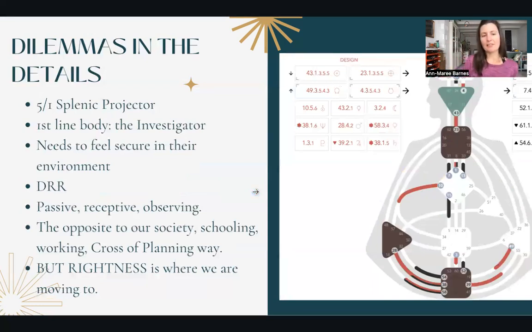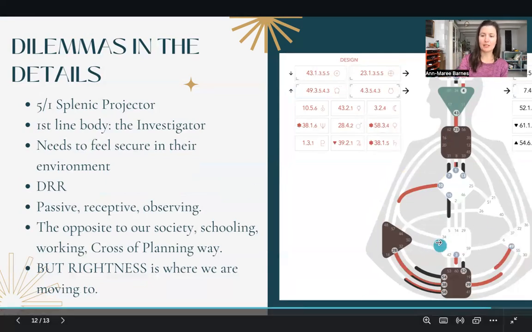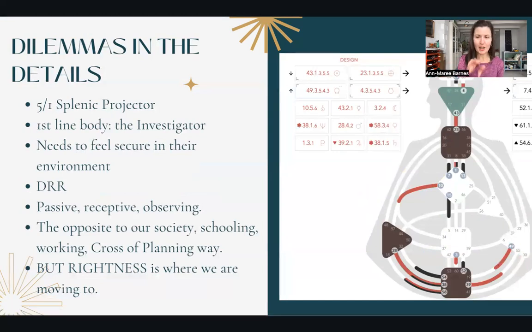Another example. This is a 5-1 splenic projector. It's a projector because we have an undefined sacral, and projectors are way more tricky to understand in their body graph, but this is a projector. 5-1 defined spleen, and the first line body. So same sort of exercise we did with the last body graph. This is a first line body.